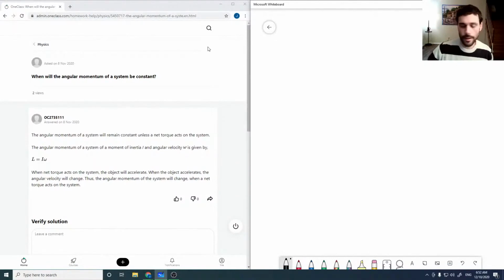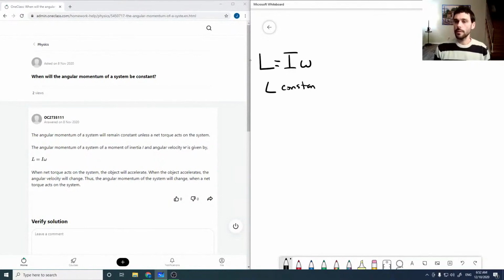When will the angular momentum of a system be constant? So this is another parallel that we have with linear motion. Our angular momentum is defined as I omega. So L is obviously going to be constant if our omega is constant, as I is just our moment of inertia.